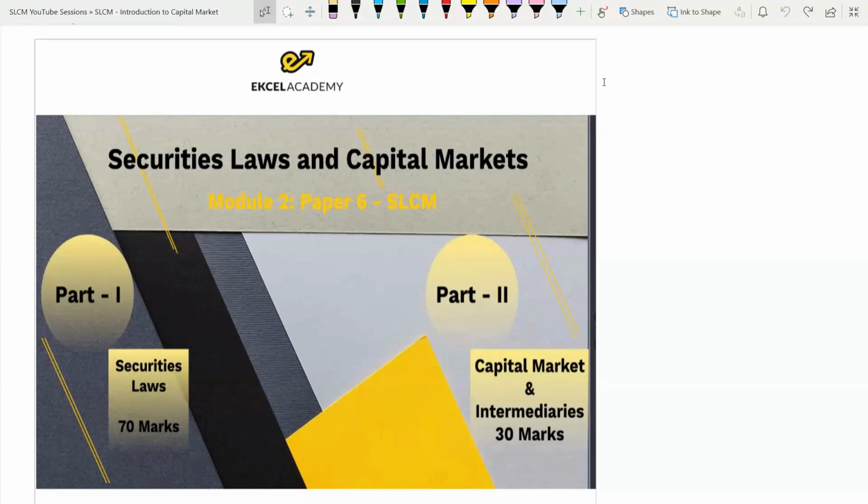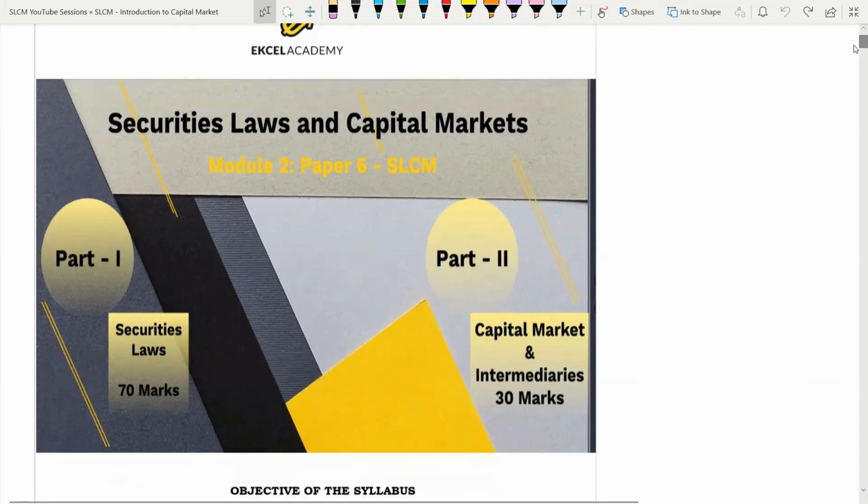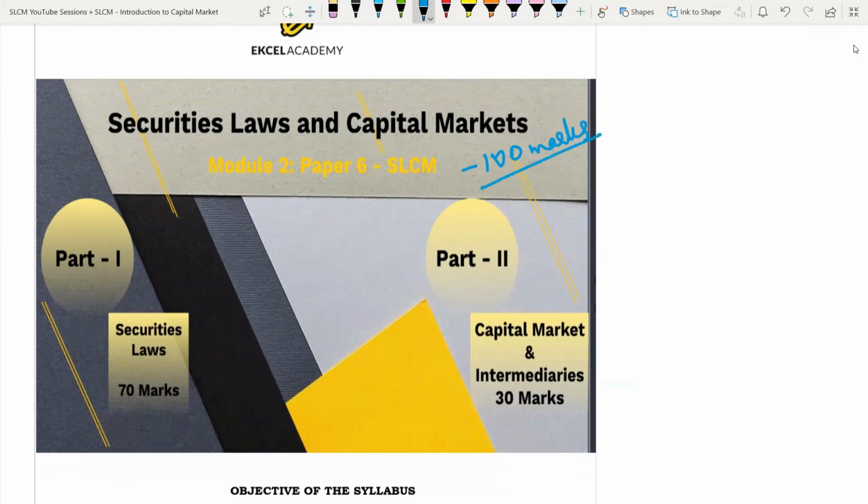But before we go ahead and start discussing the capital markets, it is very important for us to understand the basics of this particular subject. So going through the basics, all of us know the Securities, Laws, and Capital Markets is a part of Module 2. It is Paper number 6, which is called SLCM, that is Securities, Laws, and Capital Markets. This entire subject is for 100 marks, and it is a written theory paper.